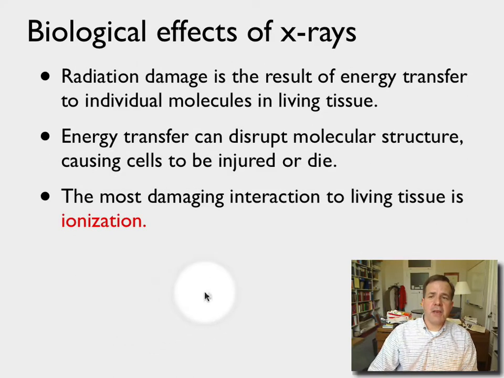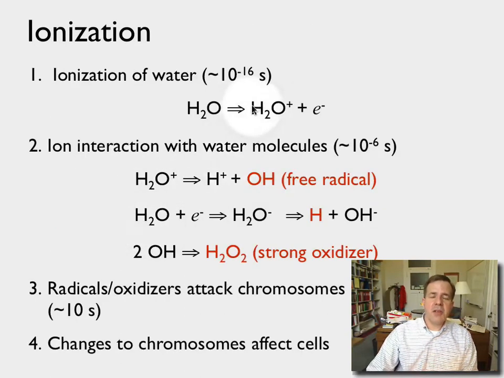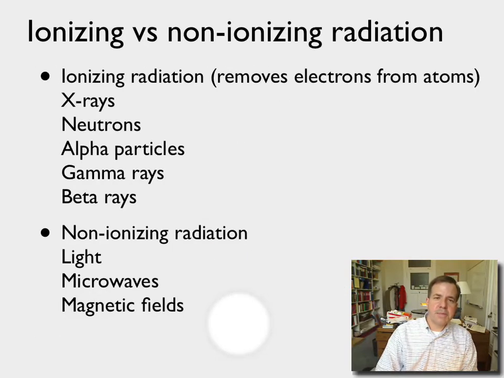The biological effects that we're worried about come from, as I said, the energy transfer into living tissue. That energy transfer can disrupt the molecular structure in a way that we'll talk about. And the most damaging interaction is ionization for the following reason. As X-rays are absorbed, they ionize water. Those water ions then interact with other water molecules to produce free radicals and oxidizers. Those radicals and oxidizers can then attack chromosomes, and the changes to the chromosomes actually affect the cells.